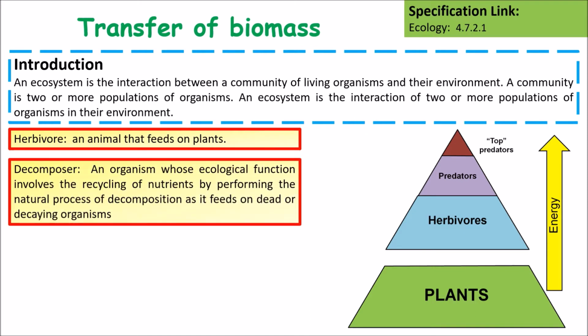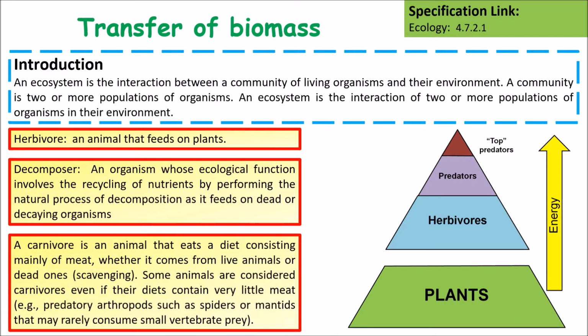Decomposers in an ecosystem are organisms whose ecological function involves the recycling of nutrients by performing natural processes of decomposition, as they feed on dead or decaying matter. And carnivores are those that eat meat and eat other organisms such as herbivores.